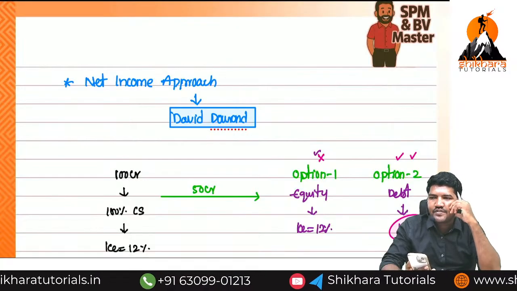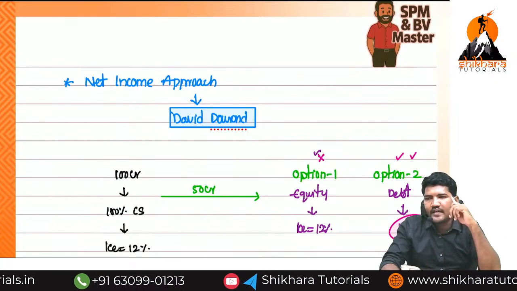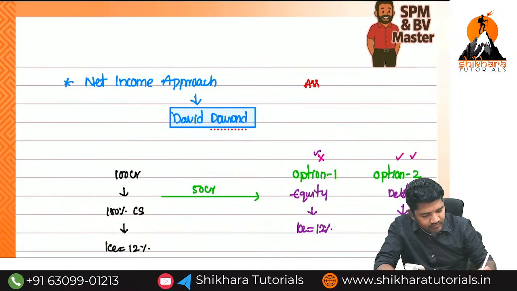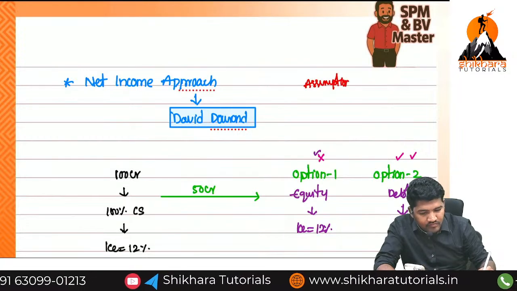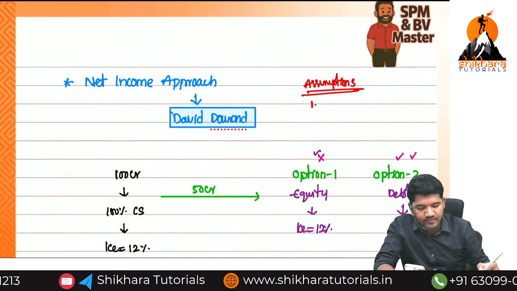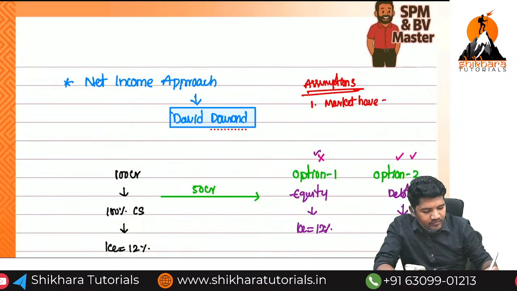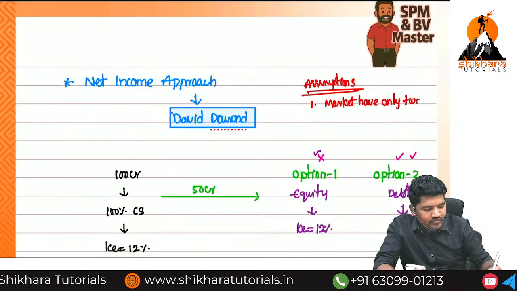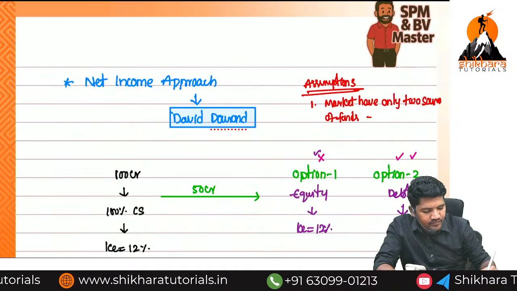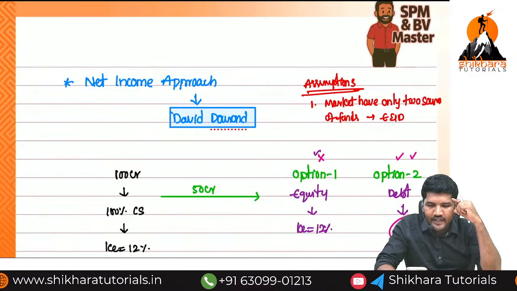Put a heading: assumptions. So what's the first assumption? Market has only two sources of funds. What are the two sources of funds? Equity and debt.